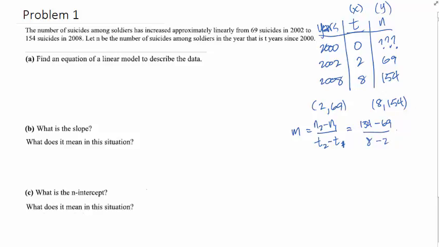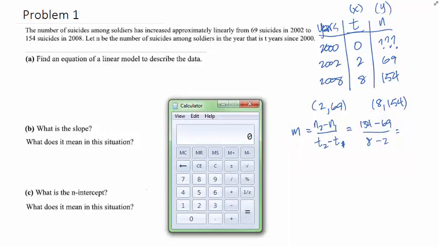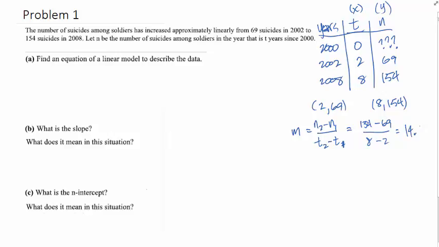Now this is probably not going to be a nice number, so let's go ahead and punch it in our calculators. We have 154 minus 69 in the numerator. That's 85, and then 8 minus 2 is 6, and so we have 85 divided by 6, which is 14.167. So let's just call it 14.17.